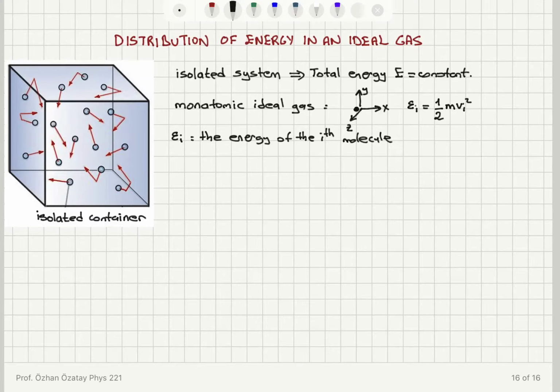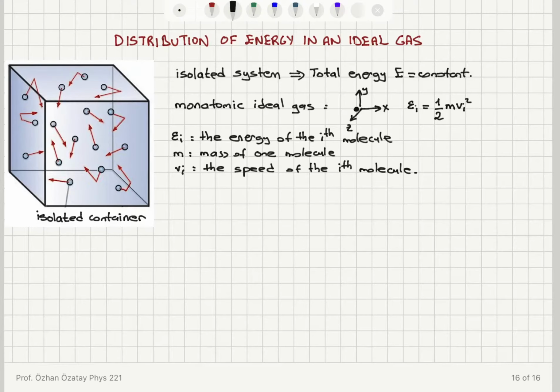Since in this ideal gas we're assuming that all molecules are identical, m is the mass of one molecule and vi is the speed of the ith molecule. So assuming that we have a monatomic ideal gas, the energy of the gas is basically composed of kinetic energies of individual molecules. Now what about the potential energy?